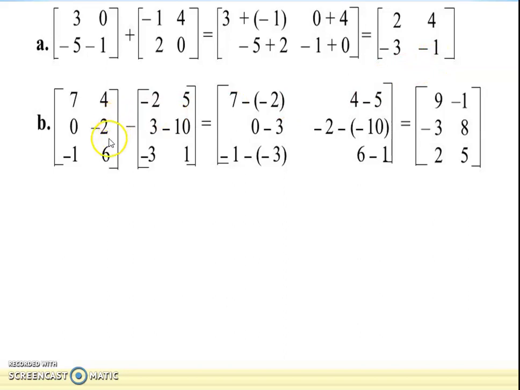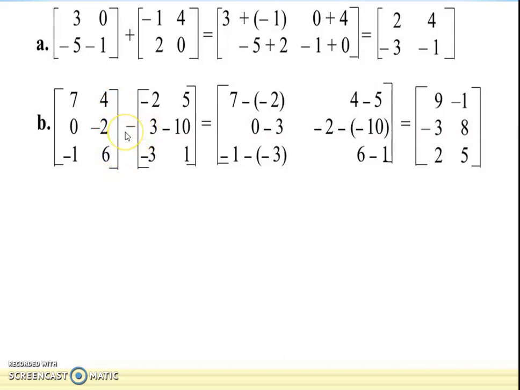Now we continue with the second example. In this example, 7, 4 in row 1, 0, minus 2 in row 2, minus 1, 6 in row 3. So 7, 0, minus 1 in column 1 and 4, minus 2, 6 in column 2.